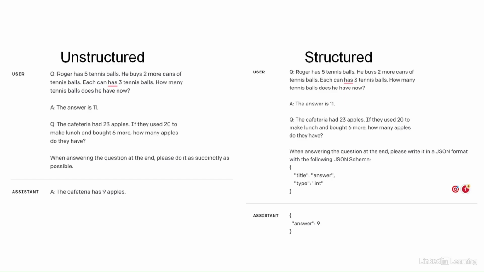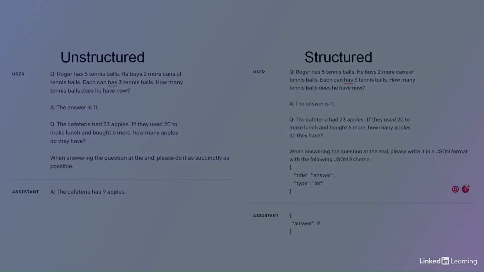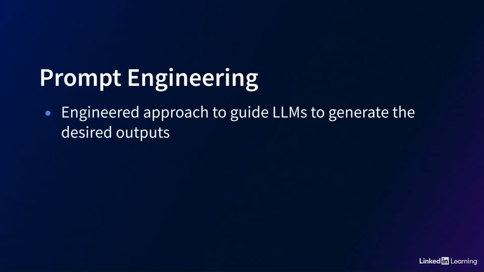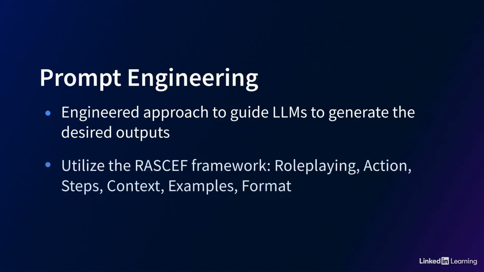As an example, on the left here, we let the model output an unstructured free-form generation. And on the right, we ask the model to provide the answer in a JSON schema format so it produces a JSON output. And this JSON output can be later parsed for downstream usage. In summary, prompt engineering is an engineered approach to guide the model to generate the desired output. We can utilize the RACEF framework to instruct the model.